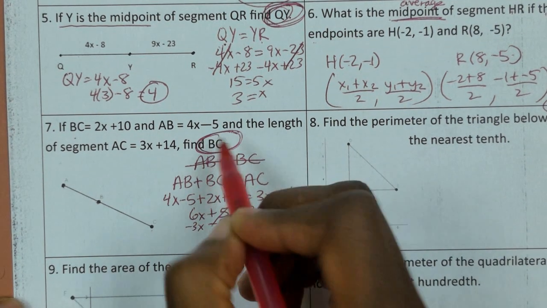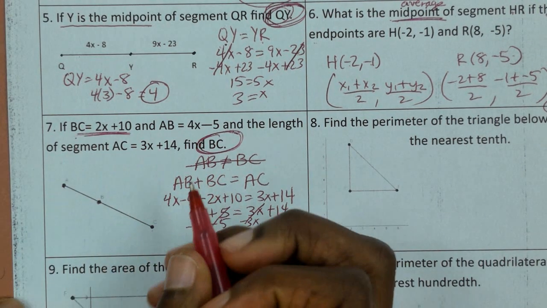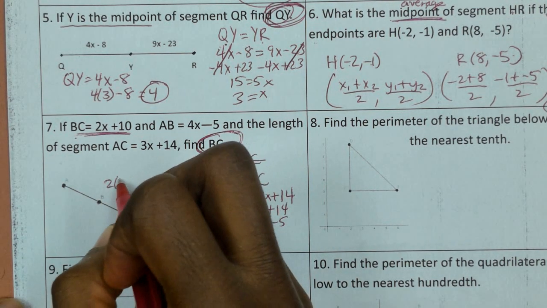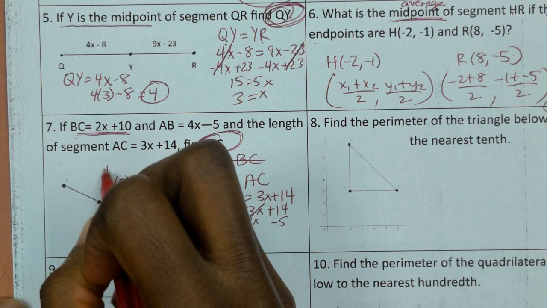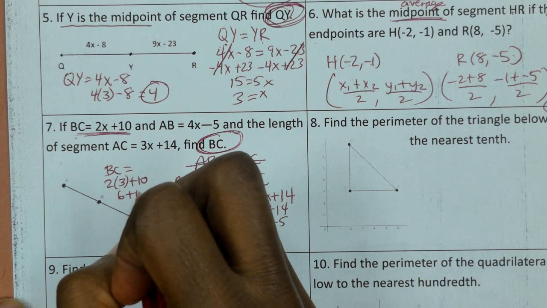And they want us to find BC, and they give us an expression for BC, so that's nice of them. So 2 times 3 plus 10 is what BC is going to equal, so 6 plus 10 or 16.